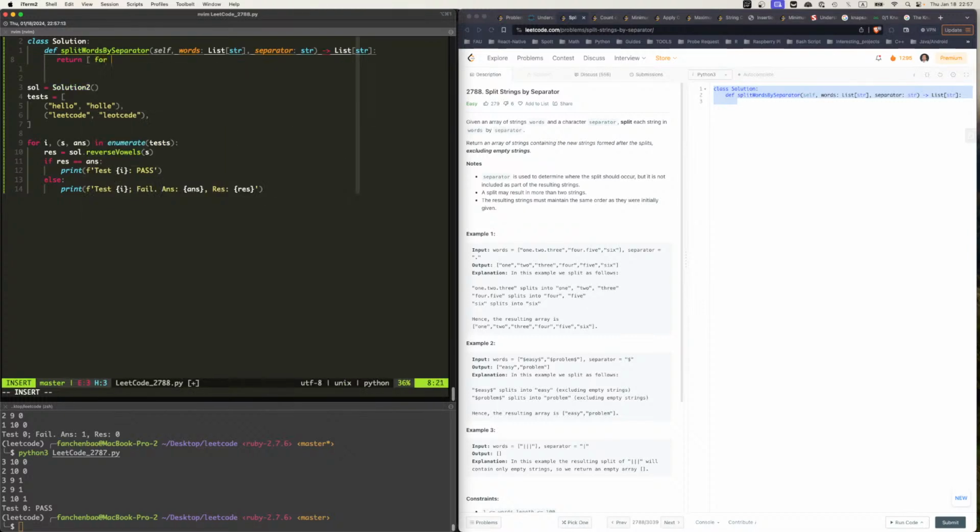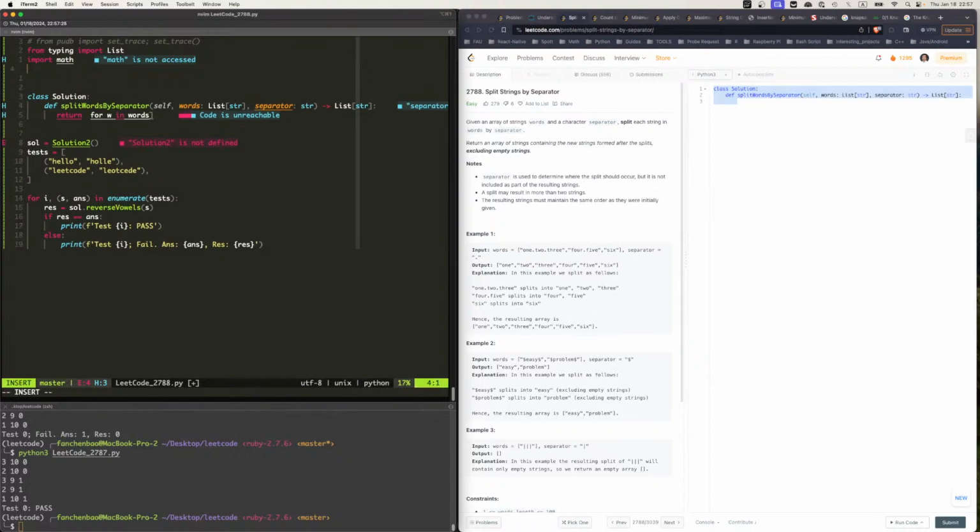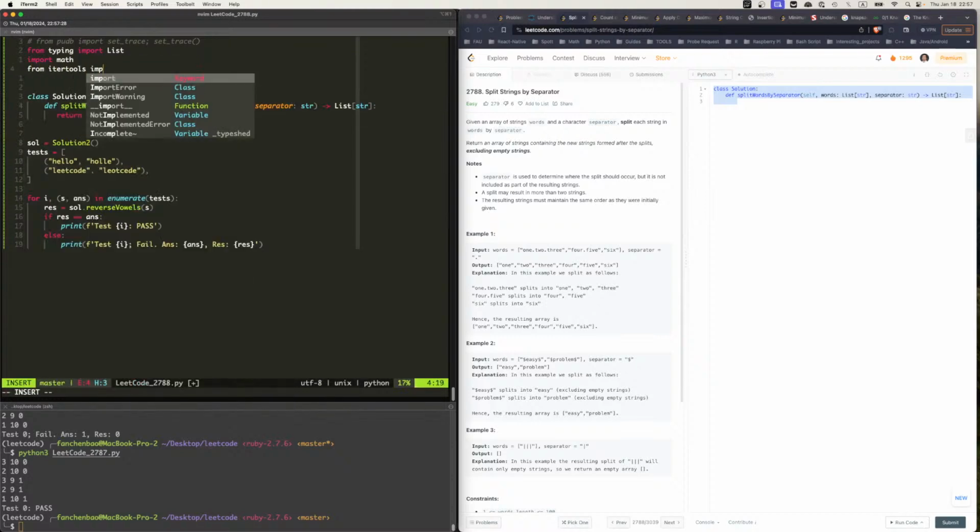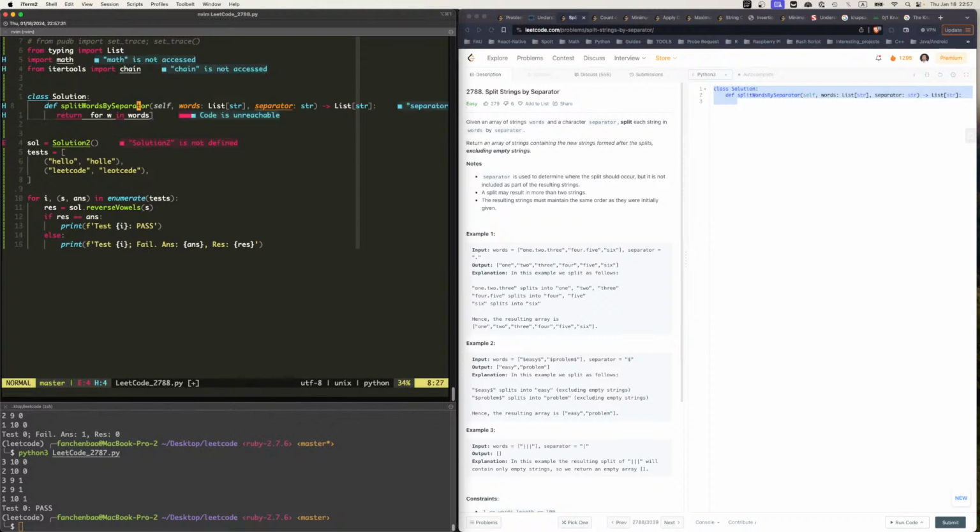Anyway, it's gonna be for w in words, right? Oh, we do the chain. Hold on, that's actually interesting. From itertools, chain. Actually, I forgot how chain works, but we can give it a shot. We can say chain words.split(separator). I'm actually not sure if it's even correct. And then we're gonna have to list this whole thing.